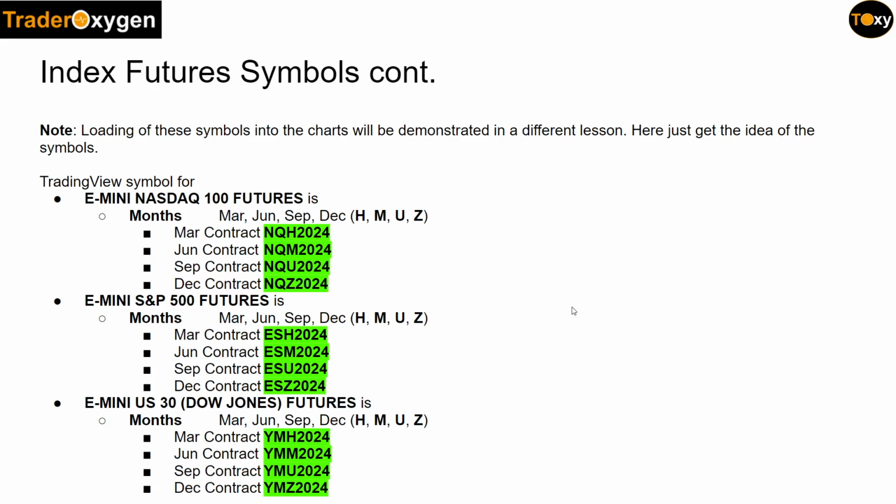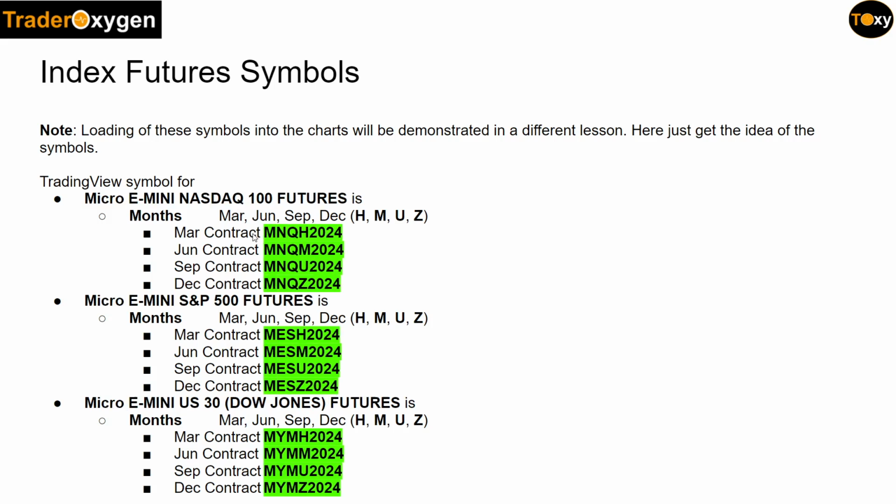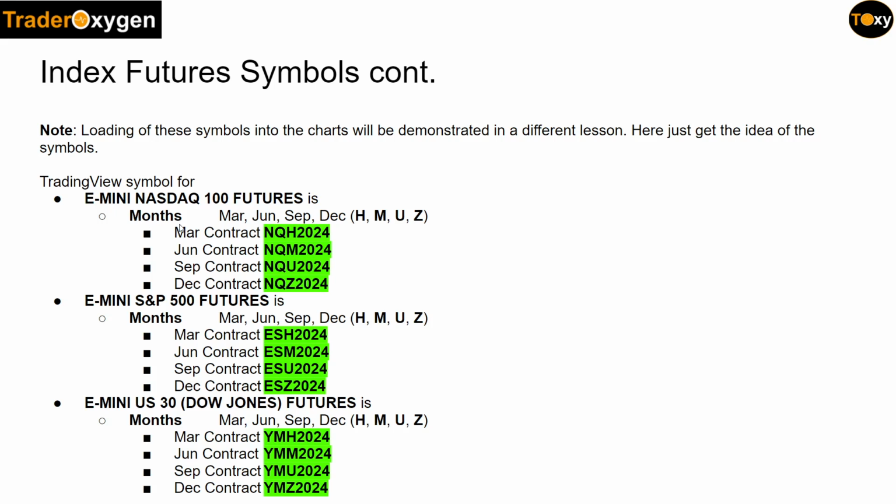Okay, so let's see the E-mini Nasdaq. In E-mini, you have the same structure. The only thing is, if I go back, in micro there's an M at the front, as you can see on every symbol. But if it's the E-mini version, you don't have that M in front. So when you are trading, if you select NQU 2024, what that means is you are trading E-mini Nasdaq. U stands for September, and 2024 likewise.